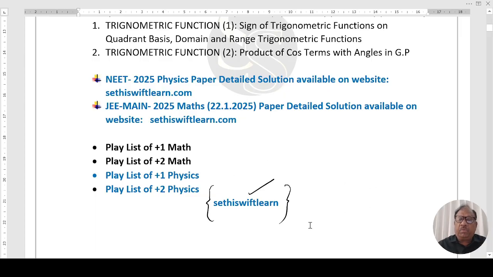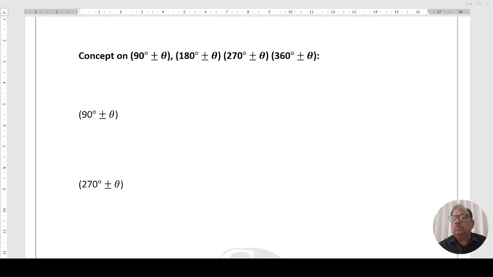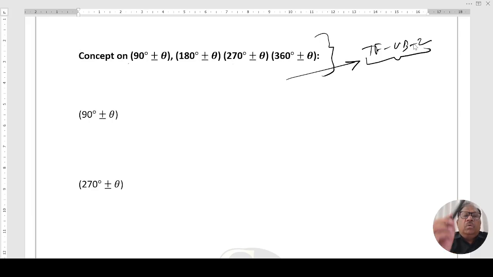Now let's start with the concept and questions. Concept on 90 degree plus minus theta, 180 degree plus minus theta, 270 degree plus minus theta, and 360 plus minus theta. Detailed discussion on these topics is covered in trigonometric functions, very basic too. You can visit the YouTube channel sethiswiftlearn. Now here quickly things are being revised again.